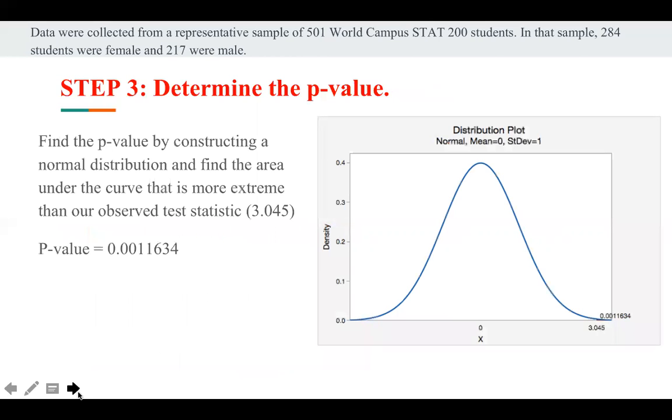So step 3 is to determine the p-value. We determine the p-value by constructing a normal distribution. What we do is we take the test statistic and plug it into the normal distribution, and that will give us a p-value. So we have the p-value of 0.0011634. If you see in the bottom right corner there, that's where we got it once we plugged the test statistic into the normal distribution.